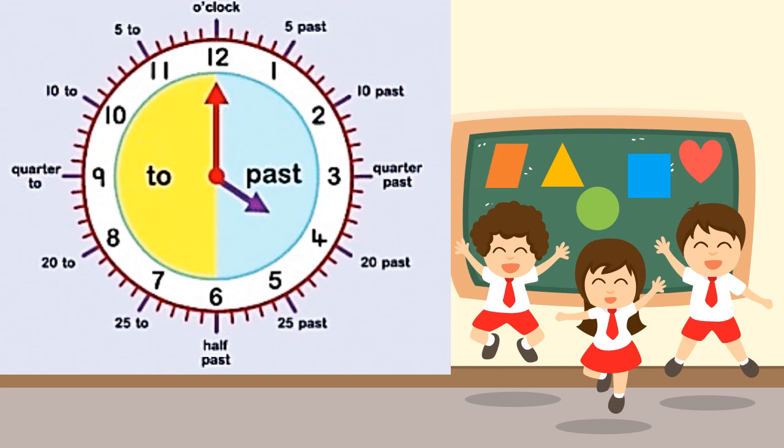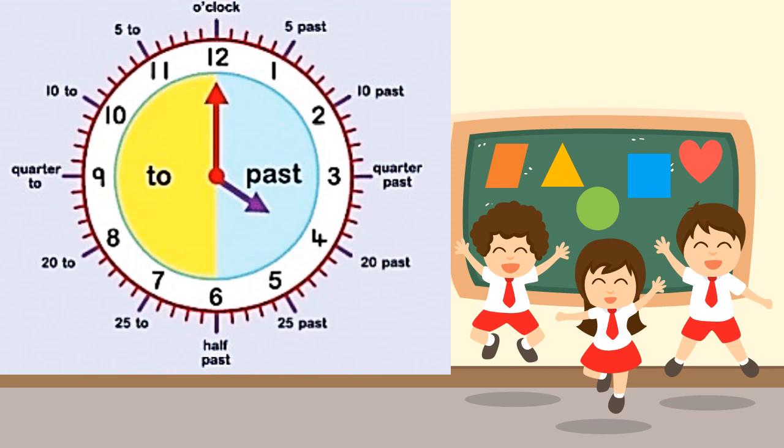Now, let's learn more. The long hand is not only pointing to 12, 3, 6, or 9. Sometimes it's pointing to 1, 2, 4, 5, and any other number. So now we are going to learn how to know the time while the long hand is pointing to any other number.